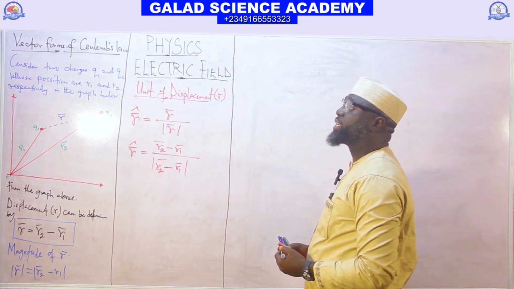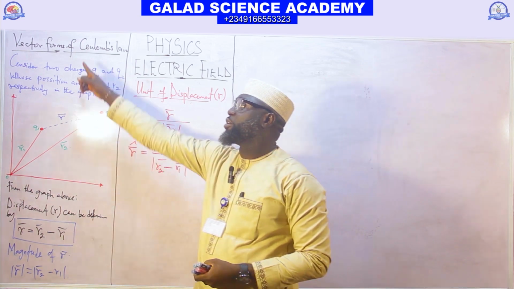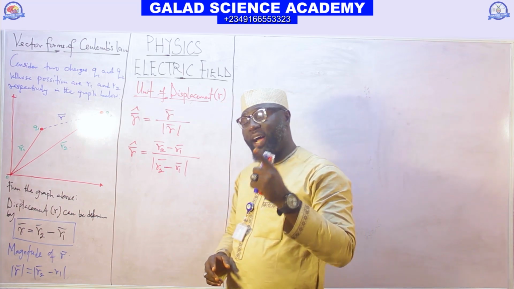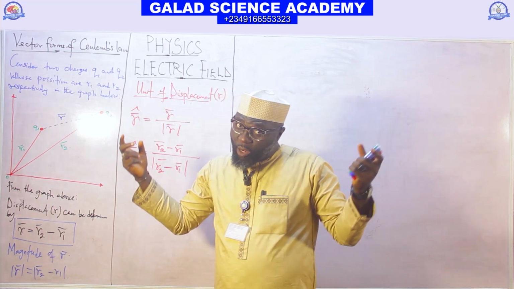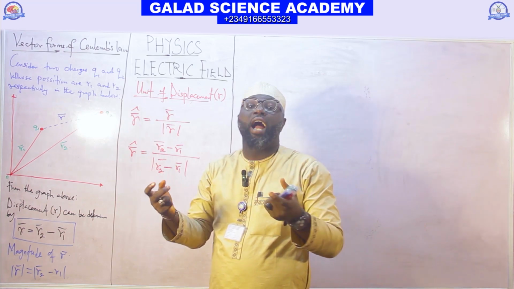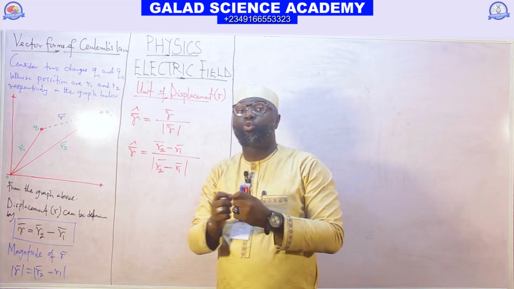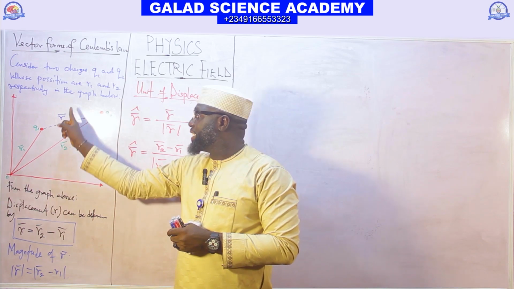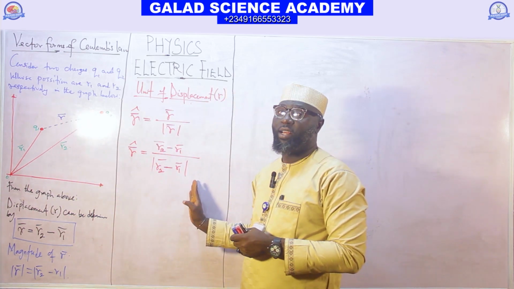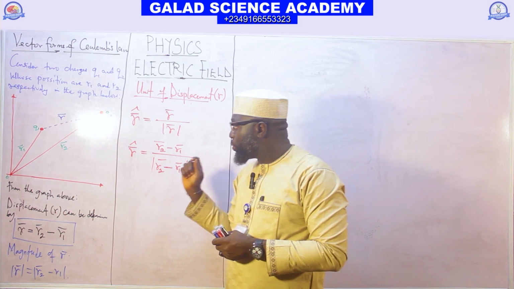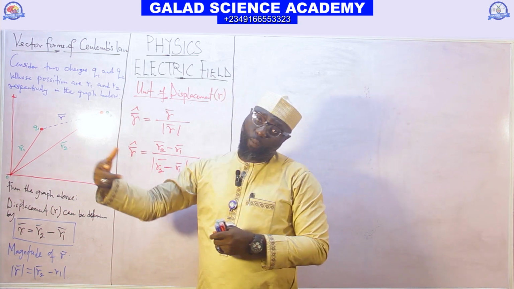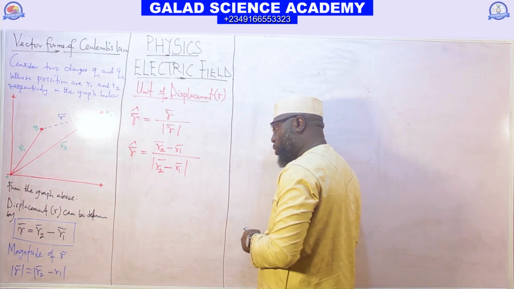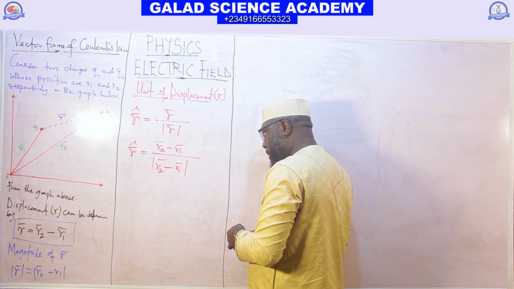Don't forget that we are still on the vector form of Coulomb's law. If you still remember, in Coulomb's law we are dealing with charges and the distance that separates the two charges. So these are the two charges, Q1, Q2. The distance is R. So before we go to the real vector form of Coulomb's law, let me formulate a question here to solve.